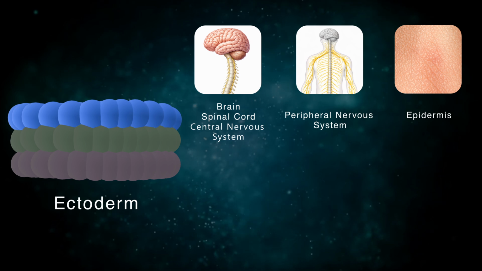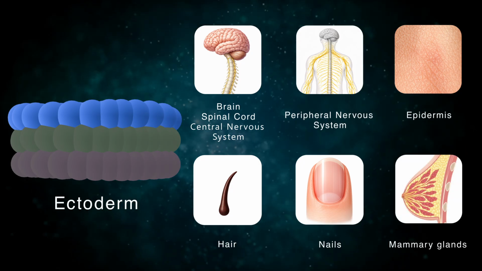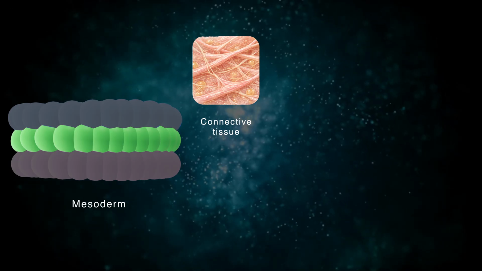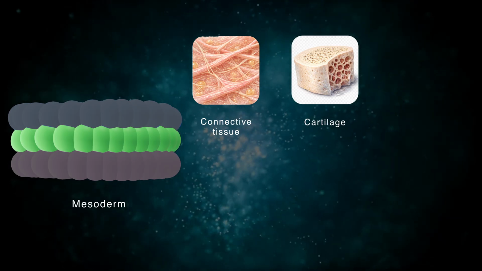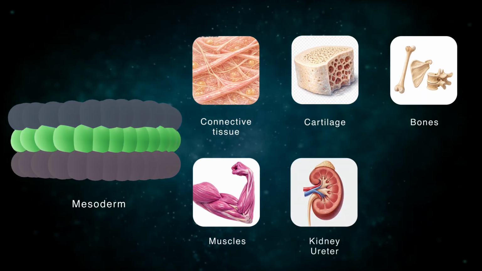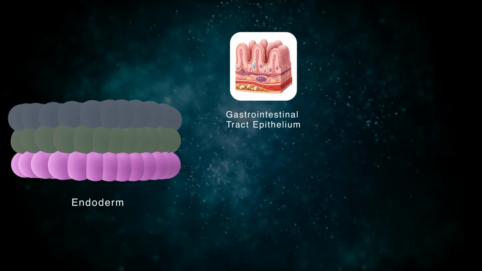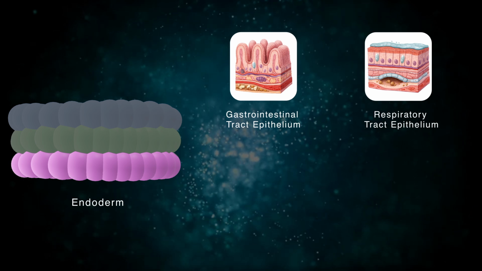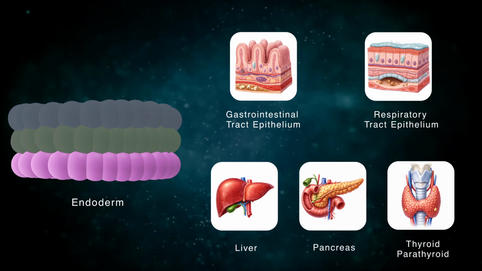The epidermis, outer layer of the skin and its derivatives, such as hair, nails, and mammary glands, are derived from the ectoderm. Connective tissue, which provides support and protection to other tissues, cartilage, which protects the ends of long bones, as well as bones and muscles, and parts of the urogenital system, such as the kidneys, ureters, and gonads, are derived from the mesoderm. The epithelium of the gastrointestinal tract and the epithelium of the respiratory tract, and organs such as the liver, pancreas, thyroid gland, and parathyroid glands are derived from endoderm.